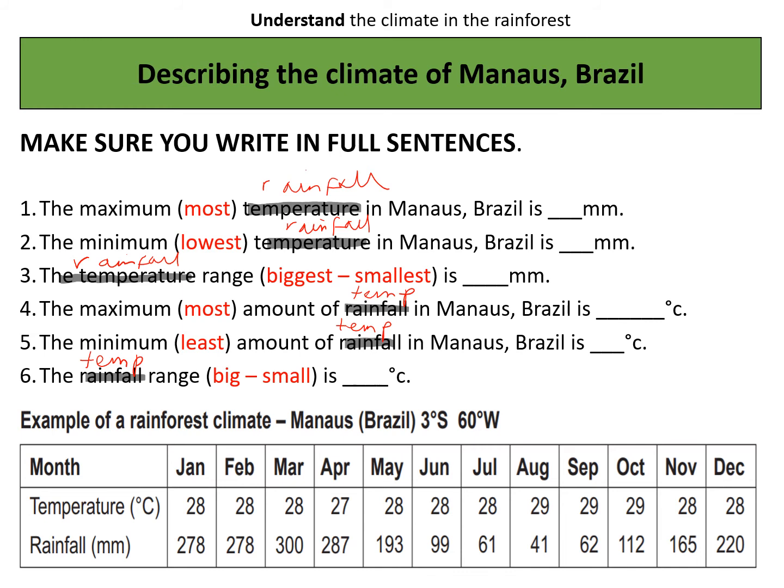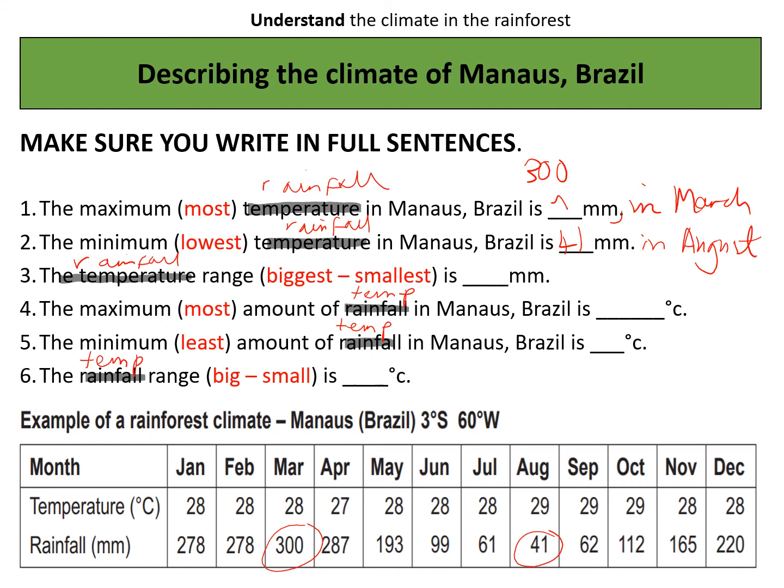The maximum rainfall in Manaus, Brazil. So we're looking for the highest number of rainfall. And the one that pops out straight away to me is March, which is 300 millimetres. So that would be 300 millimetres. And I would actually go further and say in March. Now, the month that has the lowest rainfall is in August. And they only have 41 millimetres of rainfall. So we'd write 41 millimetres in August.